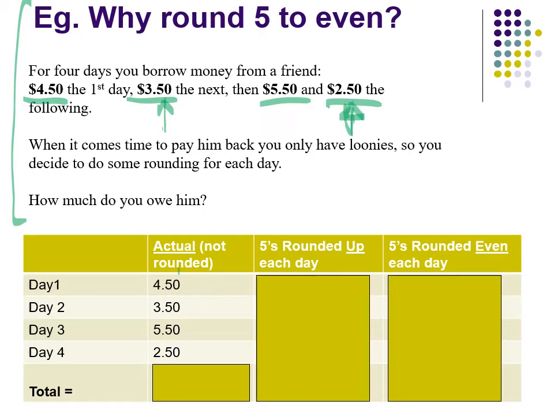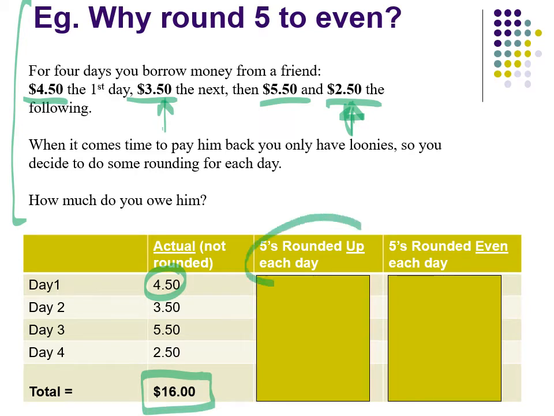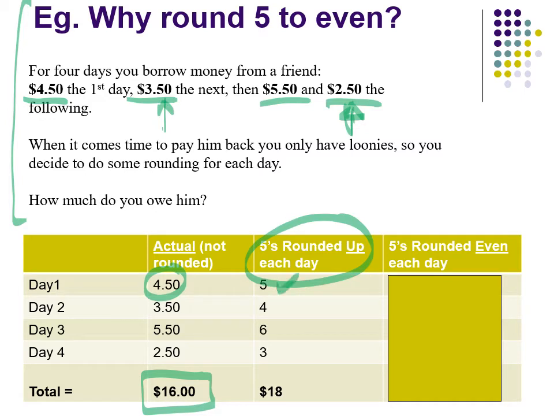You would say, okay, well, day one, that's $4.5. So if we actually figure out the actual amount we owed them, it would be $16. So if we rounded fives up all of the time, then you'd have $5, $4, $6, and $3, which means you'd be paying back $18.